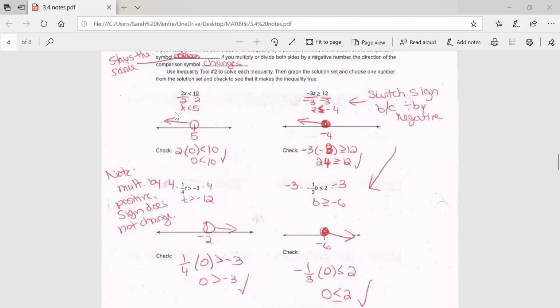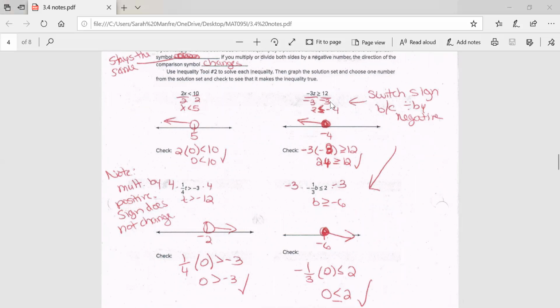There's 4 examples. 2x is less than 10. I'm going to divide by 2. I divided by a positive, so it's going to stay the same. x is less than 5. Open circle, shade to the left, okay? I used 0 in my check because 0 is less than 5.